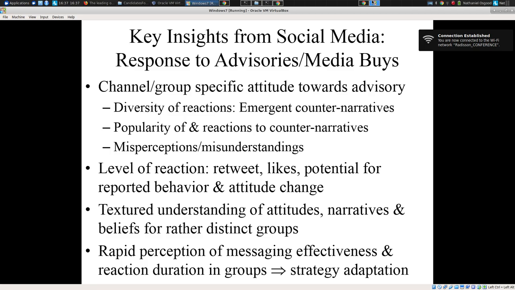What are they saying in response? What are they saying that's skeptical about it? Or when you put out a vaccine advisory, how do people react in terms of spreading skepticism? It's very useful for that. And to what degree are there reactions to those counter messages that push back against them? It can really give this understanding of attitudes, narratives, and beliefs for these different groups. It can allow you to adapt messaging if you're trying to shape things effectively as an intervention.